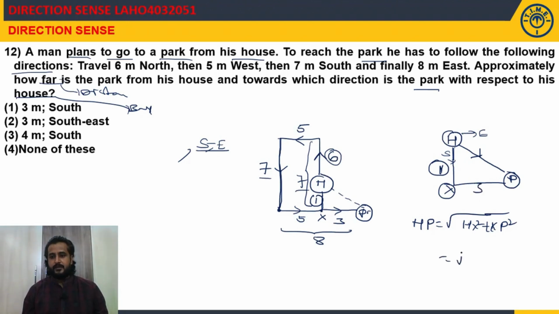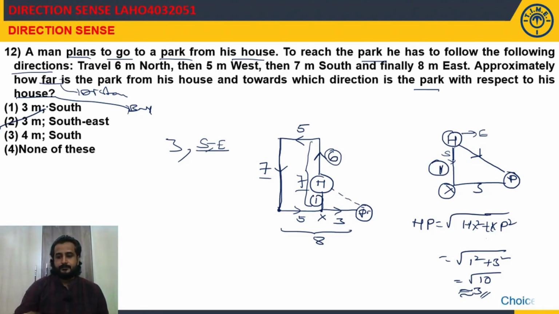So what will be my answer? Under root of 1 square plus 3 square. So 9 plus 1, 10. Root of 10 is similar to approximately 3. So 3 meters southeast. So choice 2 is my answer. If you solve any number of questions, the questions may be asked regarding the direction or regarding the distance. Okay.